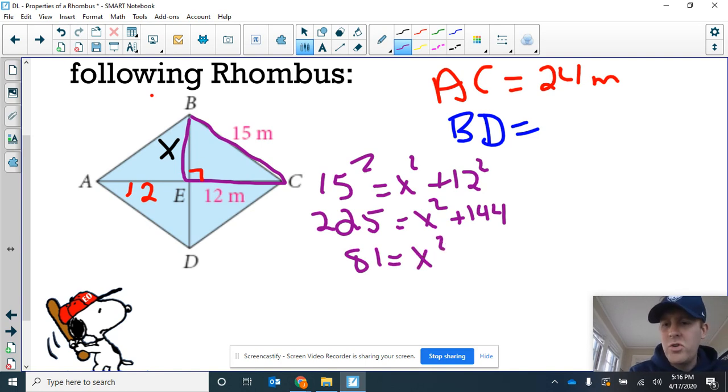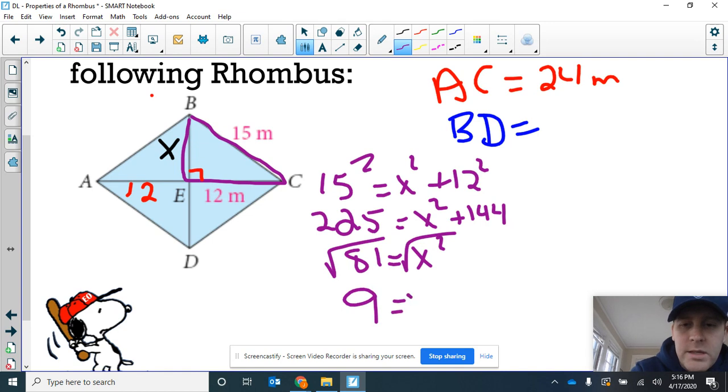And then how do we undo squaring something? The opposite of squaring something is to square root it. So we're going to square root both sides and get 9 equals x. But 9 is not the length of the diagonal. 9 was just this half of it, this BE. We have to double that to get the entire length of BD, which would be 18.